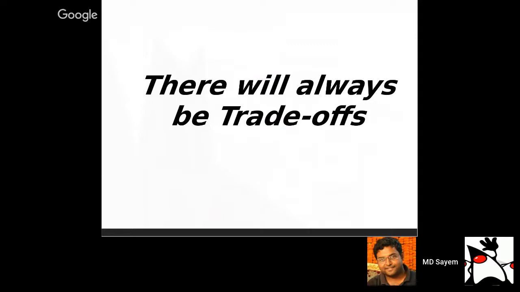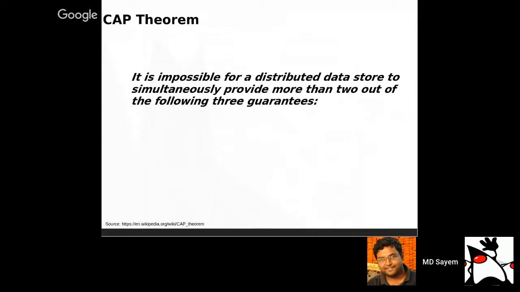Unfortunately, there will always be trade-offs like this. We will always have to make this type of trade-off when we go for distributed systems, which has been mathematically proven with the help of the CAP theorem. The CAP theorem says it is impossible for a distributed data store to simultaneously provide more than 2 out of the following 3 guarantees: consistency, availability, and partition tolerance. It just cannot have it all.